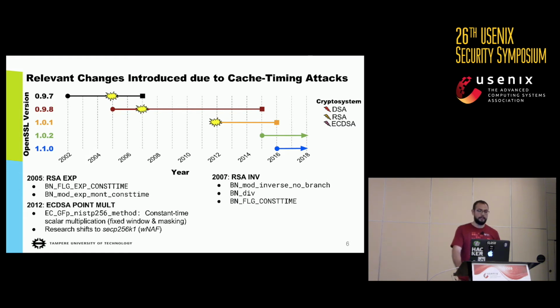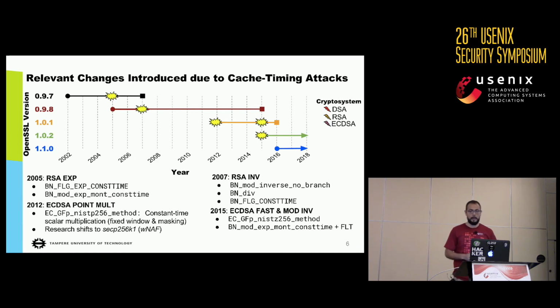And then in 2012, with the widespread use of the NIST P-256 curve, they had to implement constant time scalar multiplication for that curve. For that, they used a fixed window algorithm, and they used masking to protect it. So this was rather safe, and up to this point, the research shifts to secp256k1, which is the Bitcoin curve, because this curve implements scalar multiplication using a sliding window algorithm. So it was easier to attack this than the fixed window with masking. So the research shifts in here, and they start attacking different curves.